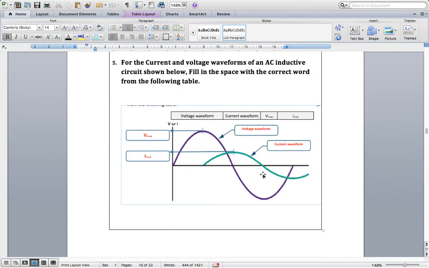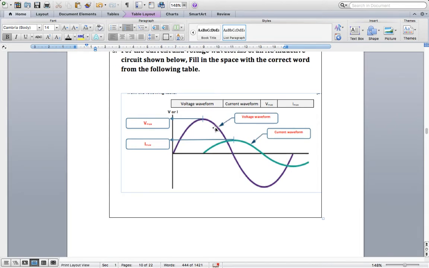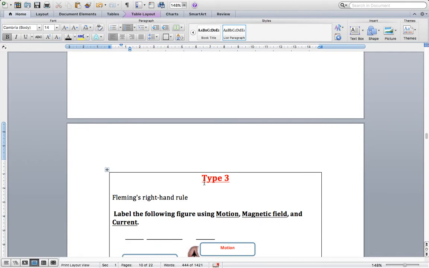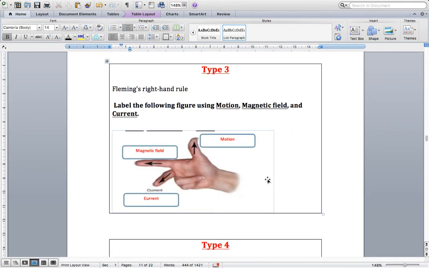So don't confuse. For a capacitive circuit, current is the first waveform. For an inductive circuit, voltage is the first waveform. So don't study it like violet color is for current and blue or green is for voltage. No, it's not like that. The first wave starting for capacitive is current, and the first wave starting from this line for inductive is the voltage. Now moving on to type 3 question.